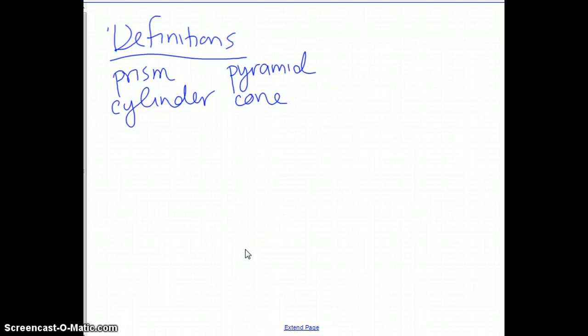Okay, we're going to go ahead and talk about how to define these different three-dimensional shapes. And this is where it gets a little bit fuzzy. And so, unfortunately, we've got to end with volume. We've got to talk about it a little bit.